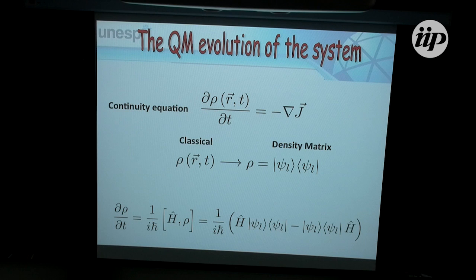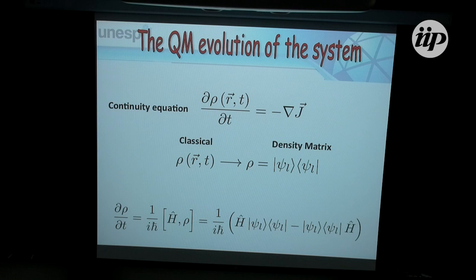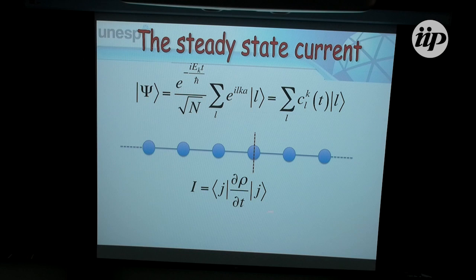Okay, so what we can do is use the continuity equation to calculate the current. If we think of a classical approach, then we would have the charge density. Here we're going to use the density matrix. So we have only one state per k quantum number, and then I can calculate the time derivative of this density matrix simply by using Heisenberg. Okay, so this is what we can do for this very simple problem. And I can calculate the current at one particular site in this problem. So I'll project the current onto a particular site.